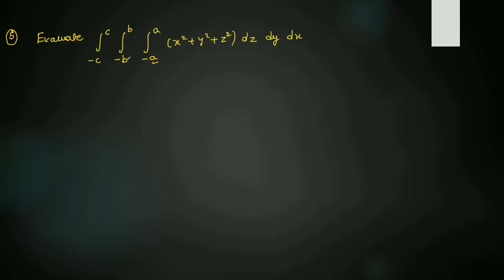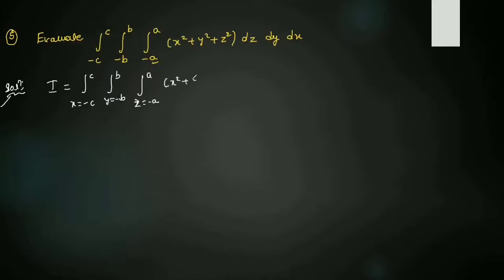No change because the limits are constant. If the limits are variable, then there is a possibility that it will change. But when the limits are constant, you change the order, anything, it doesn't matter. So as it is, if anybody wants to solve by changing the order, they can verify the answer. But we'll keep it as it is. Last one is x equal to minus c to c. Second one is y is equal to minus b to b. And the first one is z equal to minus a to a.